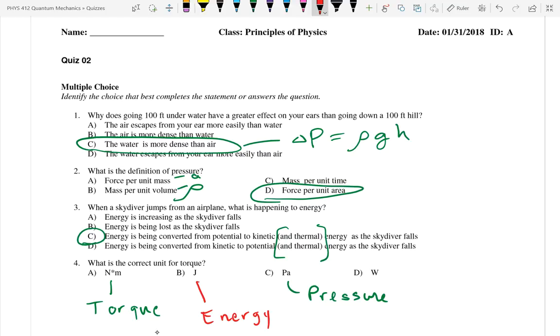And then what is W? It's confusing. W as a symbol is work. W as a unit is watts, the unit of power. So you have to pay attention to whether it is a symbol or a unit. But since that was not the answer here, it wasn't important to distinguish. It does say unit here, so it had to be power.